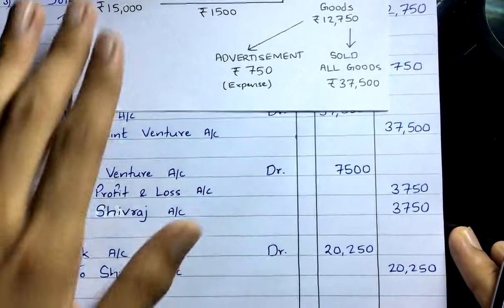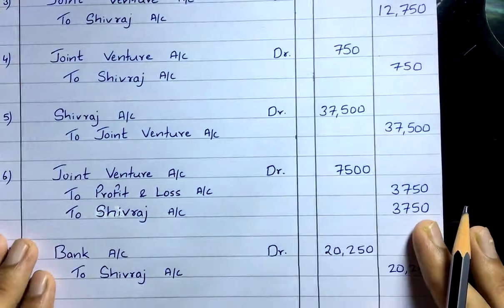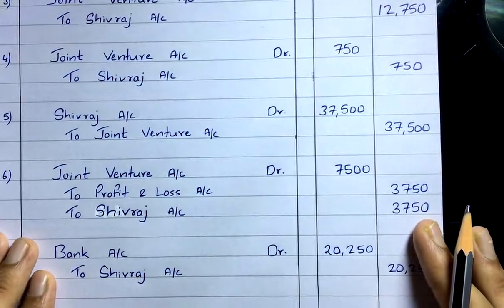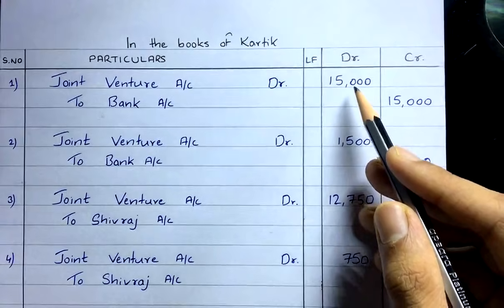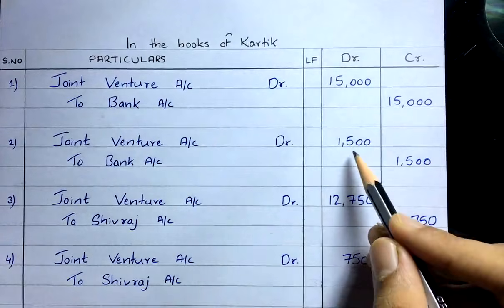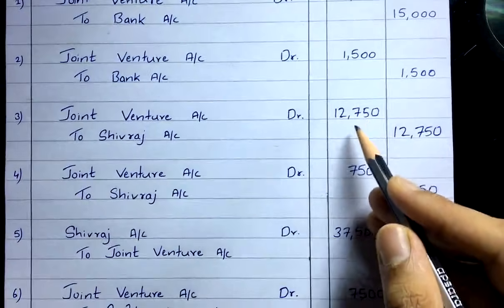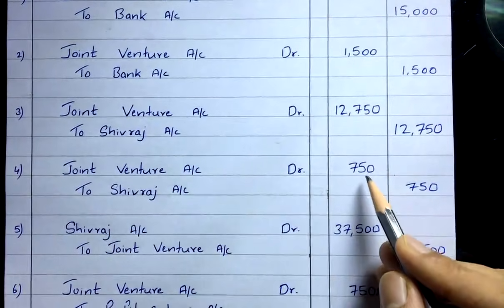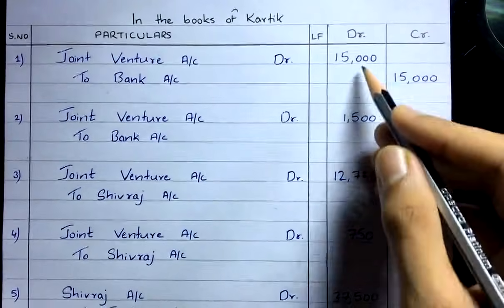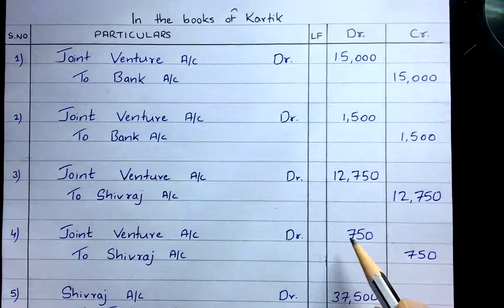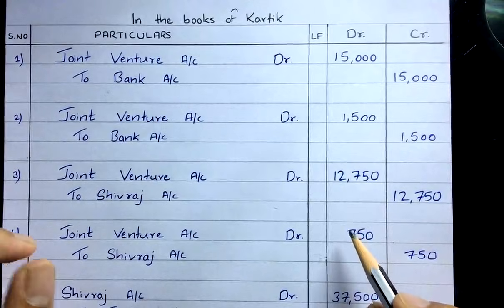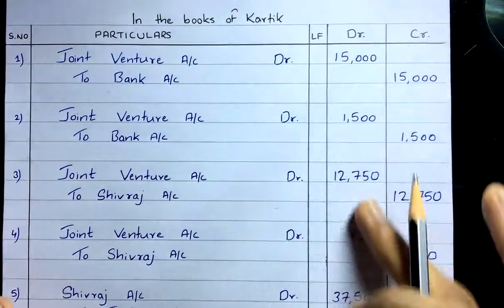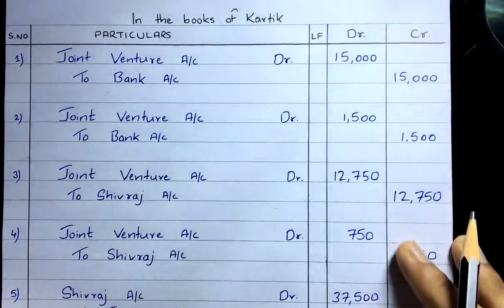To calculate the profit you have to compare all joint venture amounts. See here, joint venture first 15,000 is debited, and then again here 1,500 is debited, and then here 12,750, and then here 750 is debited. So we have 4 debits of joint venture, right? Now tell me, what is joint venture account? It is similar to trading and profit and loss account. So the debit side shows all the expenses and credit side shows all the revenue.